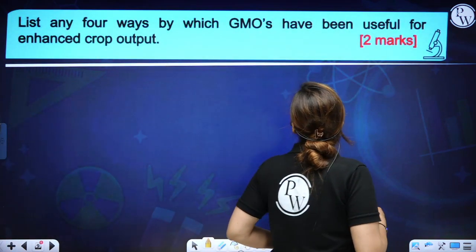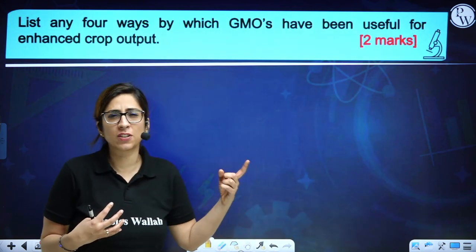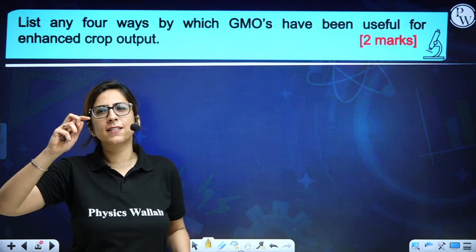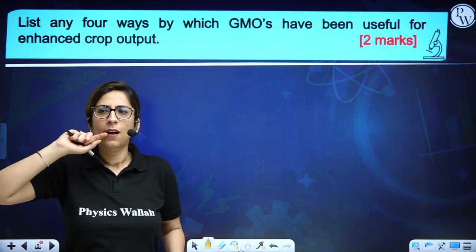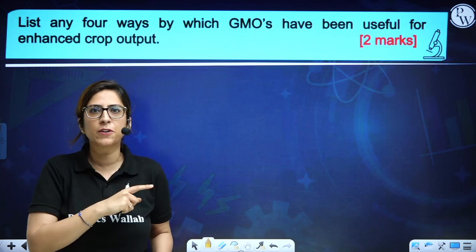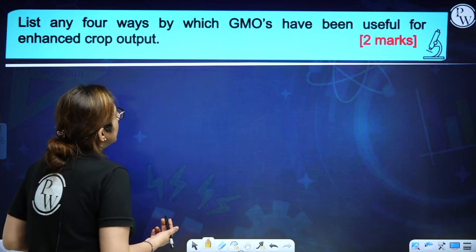List any four ways by which GMOs have been useful for enhanced crop output. Guys, I am telling you, this question is directly from your NCERT. In your NCERT, in the chapter Biotechnology Applications, this is the first topic: why are we creating genetically modified crops?